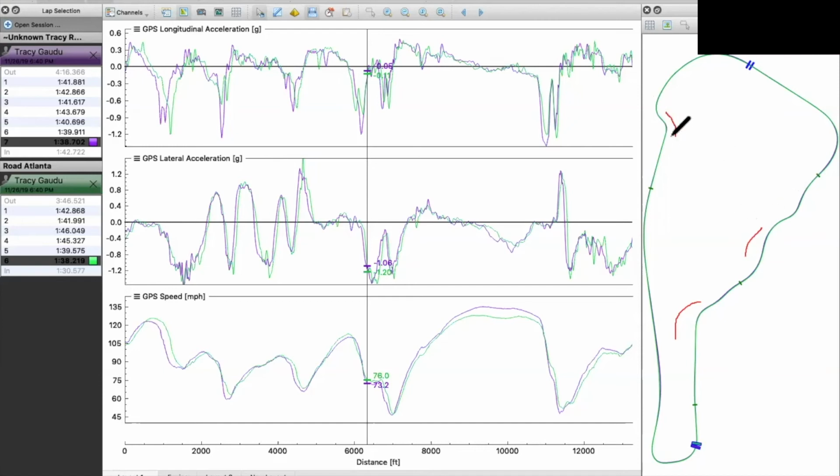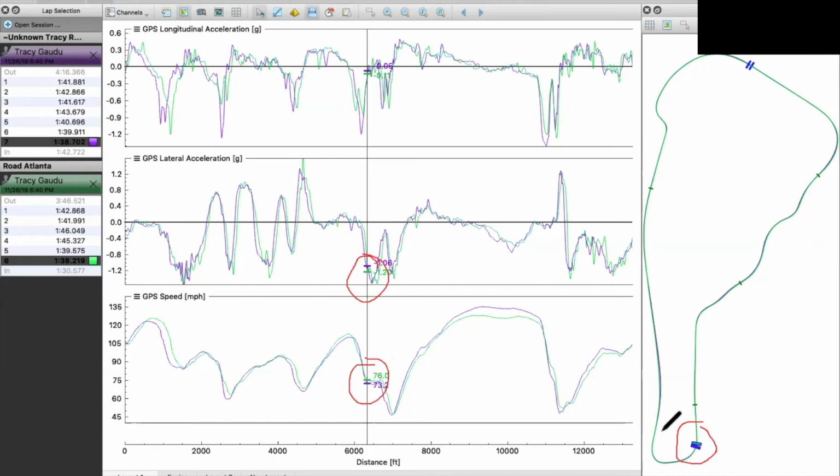Big slow corner, tight corner has more G's. Tighter corners have more G's, right? And let's look at that. So here's a tight corner and here's a tight corner. Our cursor's already right there. Cursor's right here. It is a 70-mile-an-hour corner, and look at this value. 1.3, 1.4 down there on the bottom.